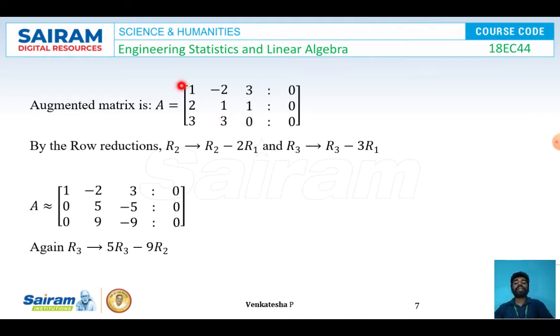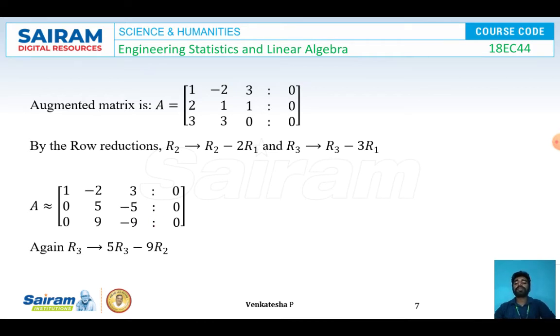Now I'll call row 1 as R1, row 2 as R2, row 3 as R3. I'll perform a series of row transformations to get an echelon form. The first operation is R2 equal to R2 minus 2R1, and R3 equal to R3 minus 3R1, to make the first entries of R2 and R3 zero. After these row transformations, I got the matrix: 1, -2, 3 equal to 0; 0, 5, -5 equal to 0; 0, 9, -9 equal to 0.